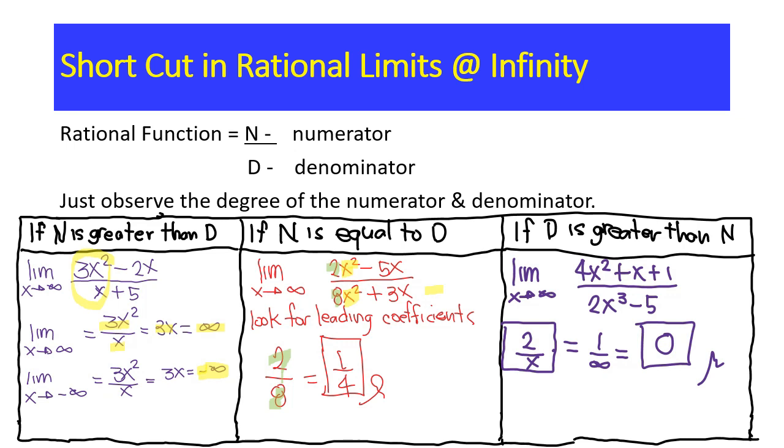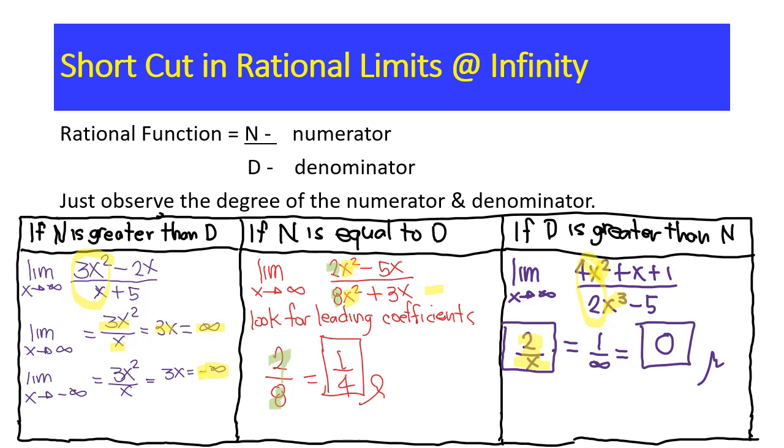If the degree of the denominator is greater, for example, the limit of 4x squared plus x plus 1 over 2x cubed minus 5 as x approaches infinity, if we try to notice, the degree of the denominator is greater than the degree of the numerator. In that case, what we will have here is 4x squared over 2x cubed. And what we'll have is 2 over x. Yan lang po ang matitira.